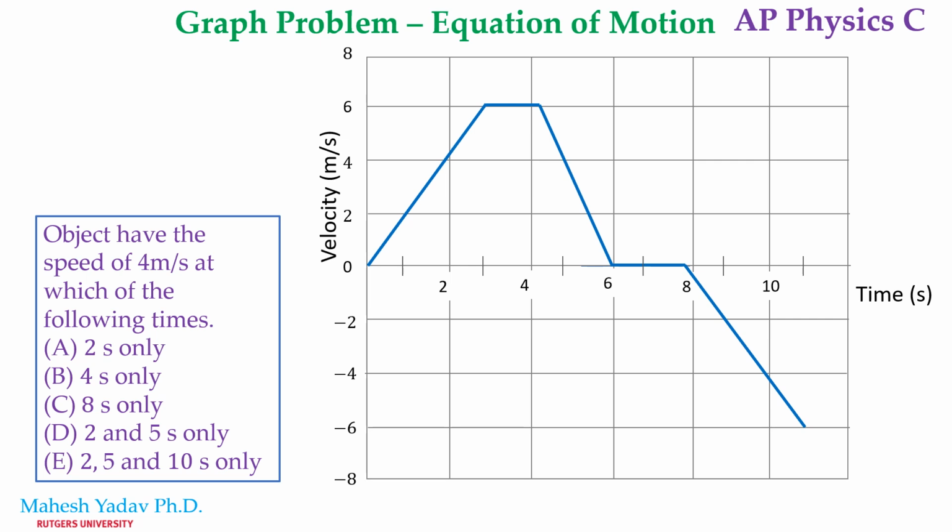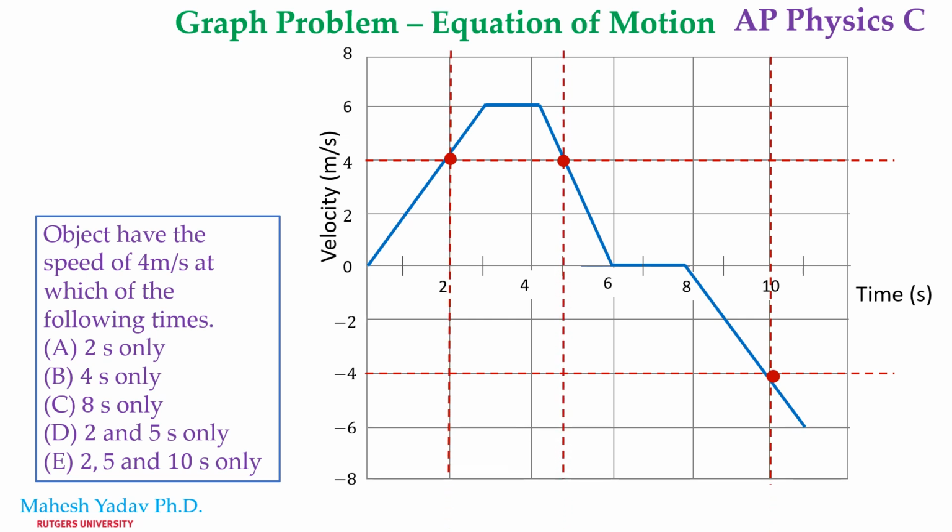4 meters per second. Now we draw lines on the y-axis at positive 4 meters per second and negative 4 meters per second. We see 3 intersection points. Then we find the time by drawing vertical lines at the intersections. The corresponding times are at time equals 2 seconds, 5 seconds, and 10 seconds only. So the answer is E.